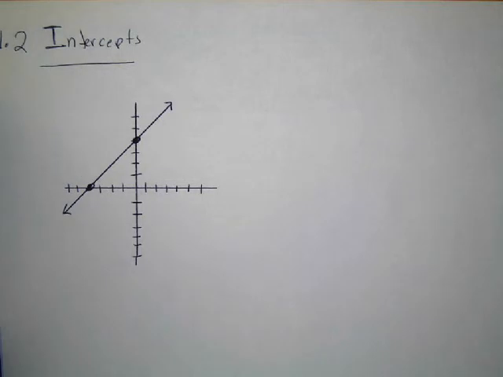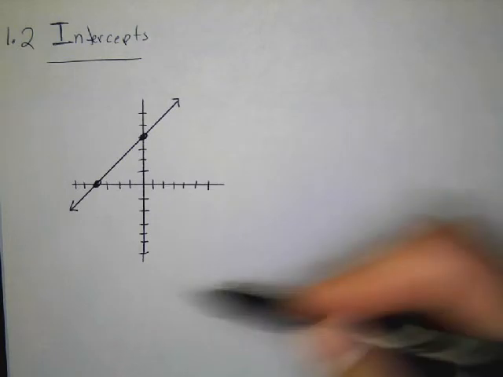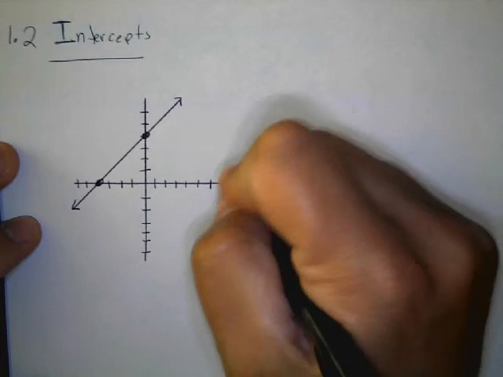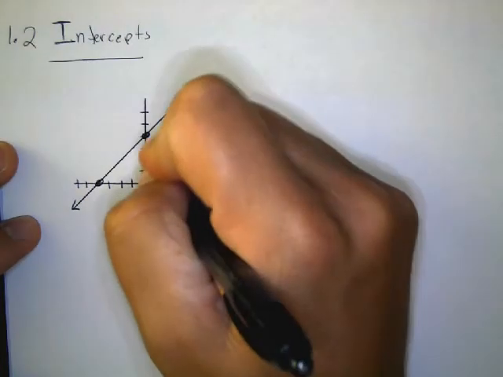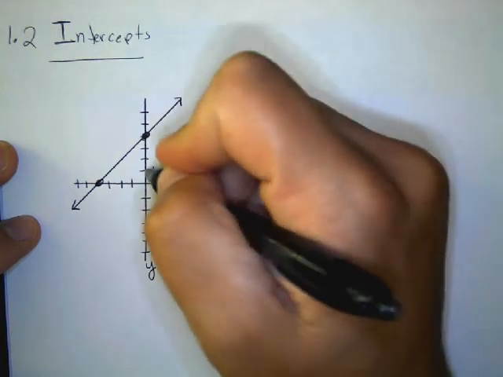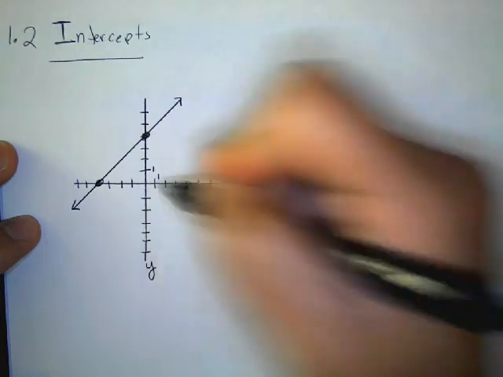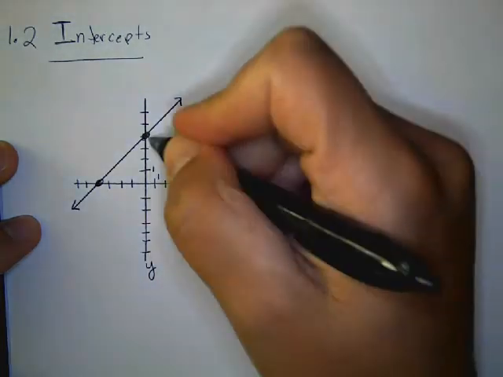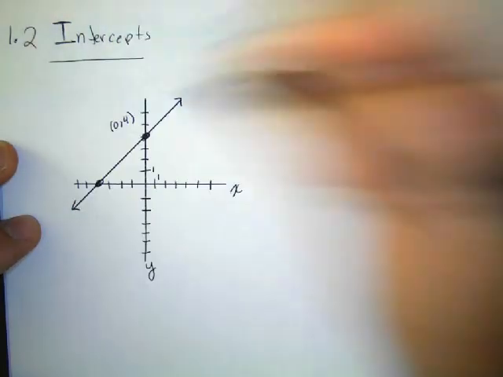Okay, so we're still in section 1.2, and we're going to talk about intercepts. What I have here is a graph. We have our x-axis and our y-axis, and we have a unit scale of 1 for both. If I plot this point, 1, 2, 3, 4, and there's no movement on the x-axis, that means this point's location is (0, 4).